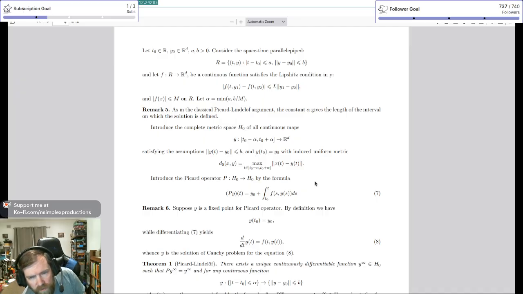D sub 0 of x, y is equal to the max distance between x of t and y of t on said interval of t, going from t0 minus alpha to t0 plus alpha. Introduce the Picard operator P. H0 is mapped to H0 by the formula P y of t is equal to y sub 0 plus the integral from t0 to t of f of s, y of s ds.